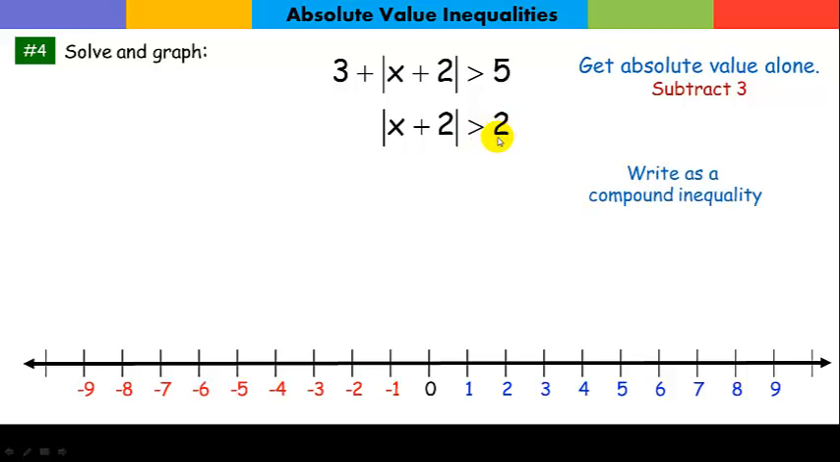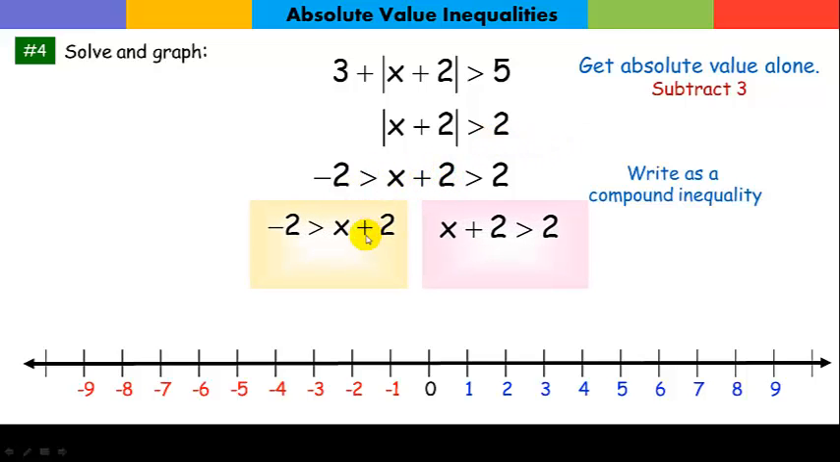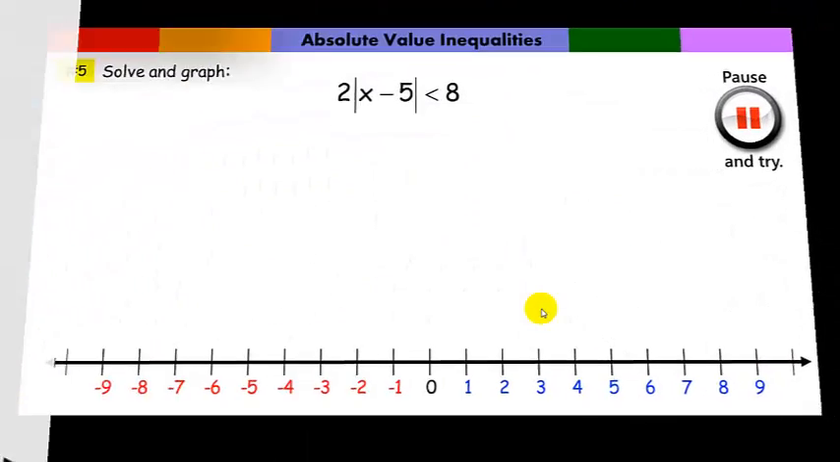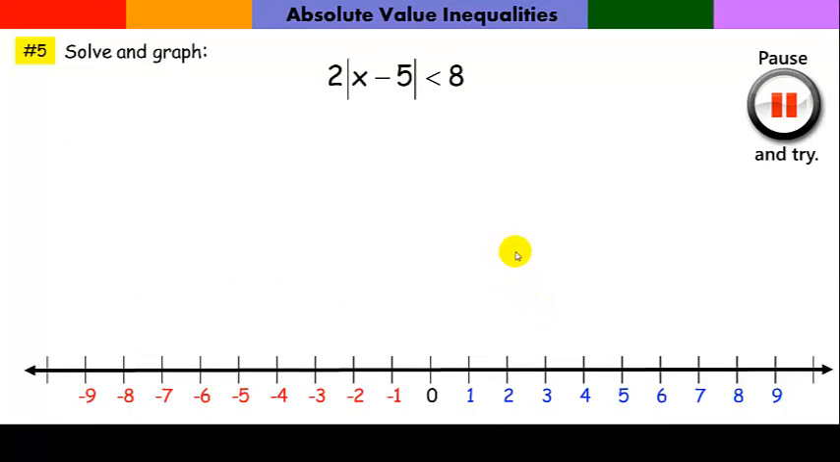So now I can write it as a compound inequality. Solve each inequality individually. Here when I subtract 2, I get x is less than negative 4. And when I subtract 2, I get x is greater than 0. So I notice that it's an OR type of graph where x is less than negative 4 and x is greater than 0. Try this one.